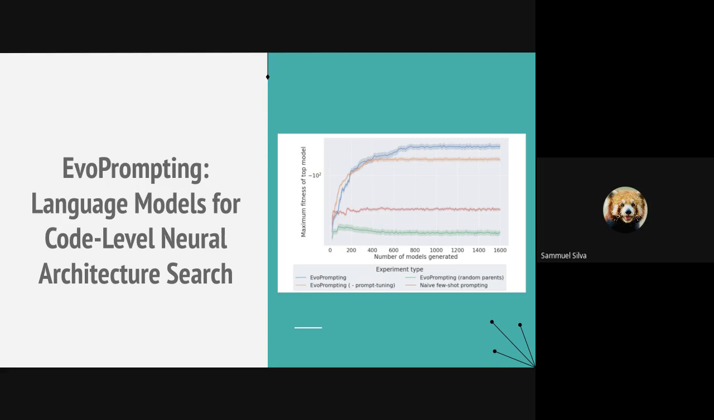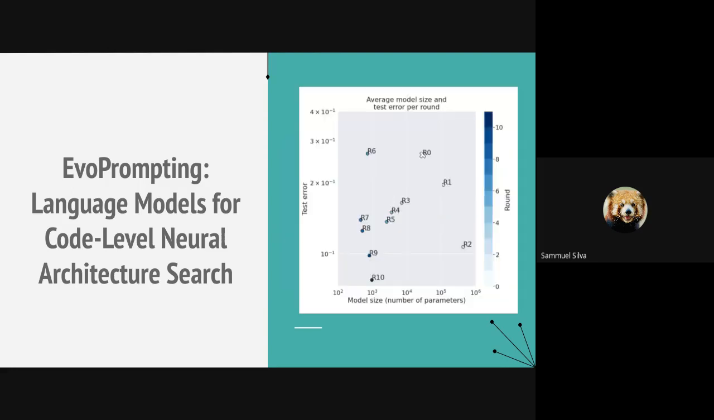So you can see that without prompt tuning, the EvoPrompting is still good, but it reaches a place where it cannot evolve anymore. And with random parents, it will not perform so well, because of course if you take random parents, you can take parents that are not so good to do the crossover, and then you're going to get a network that is not good.